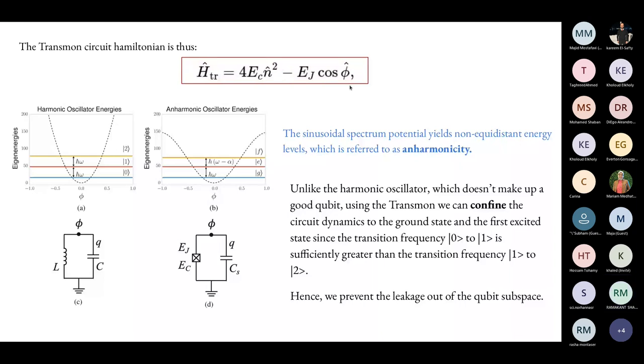In this case, we see that the spectrum now is sinusoidal. And not only that, but the frequency to go from the ground state to the excited state, or 0 to 1, is now higher than the frequency to go from the excited state to the second excited state. And this is actually how we disrupt the spectrum in order to have the advantage to just choose one frequency to go from the ground state to the first excited state.